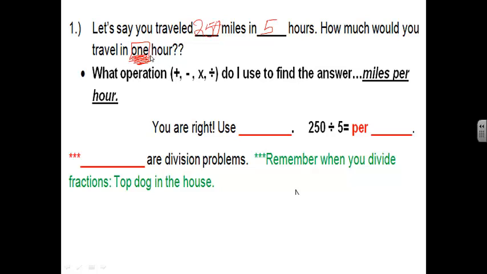That means unit rate. What operation do you think I would use to find the answer? How would I find out how much I'm traveling for each hour? I'm going to let you think about that for a second. Which operation would we use with unit rates? Very good, division. The only thing we're thinking about with unit rates is division. We're using division to find unit rate.